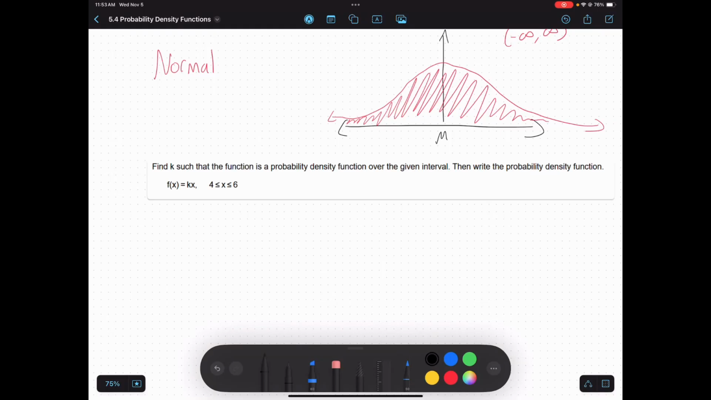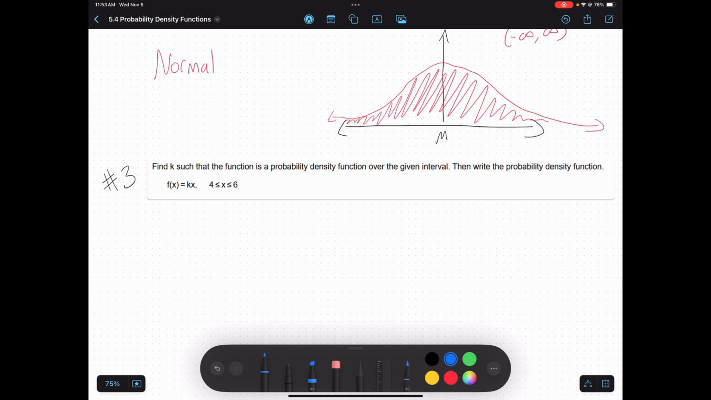Okay, let's look at some problems from the 5.4 homework, and we're going to start by looking at number 3. And this says, find k such that the function below is a probability density function over the given interval. And then go ahead and write your probability density function.